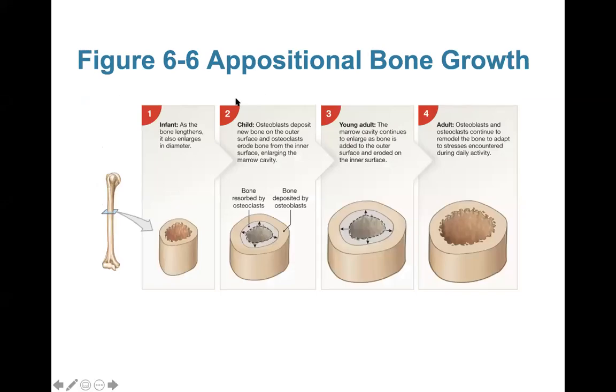And here you can see that with the appositional bone growth, how it starts off thin, but it eventually thickens up and you build up that density, especially in adult bones.